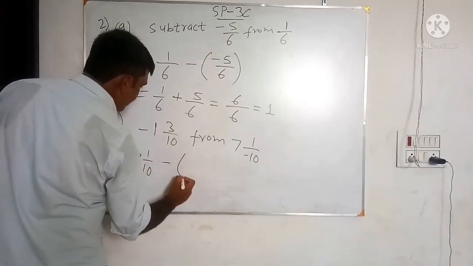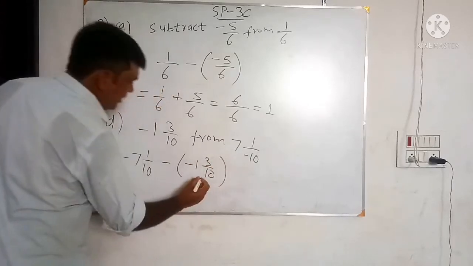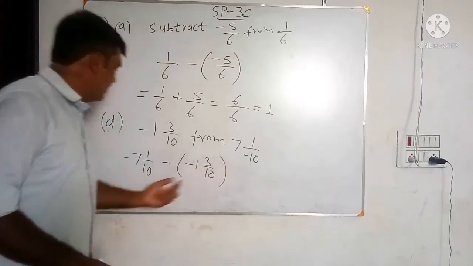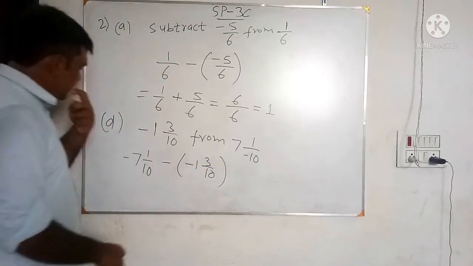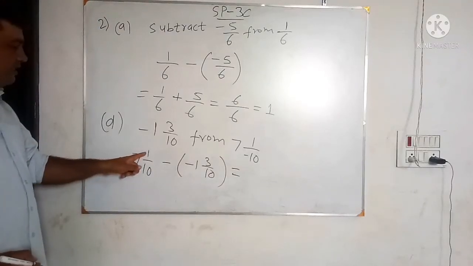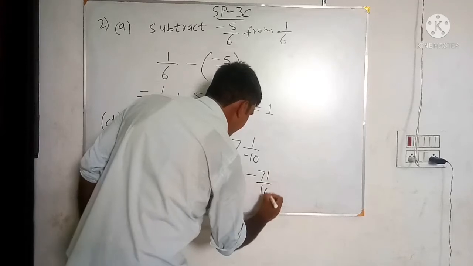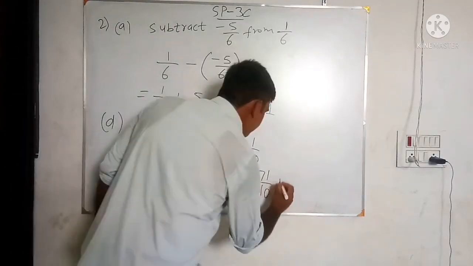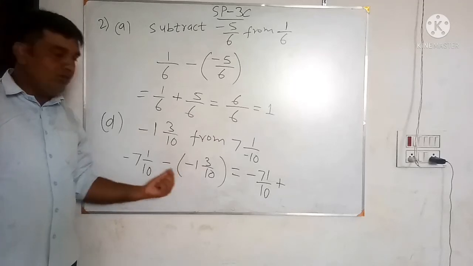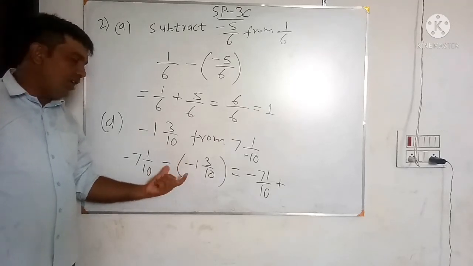Subtract means minus, and what I have to subtract? Minus 1 3 by 10. This is in the standard form, but the other number was not, so first I converted it to the standard form. In the next step, 10 7s are 70 plus 1 is 71, so that is minus 71 by 10. Minus minus is plus. The product of two like signs is always positive.